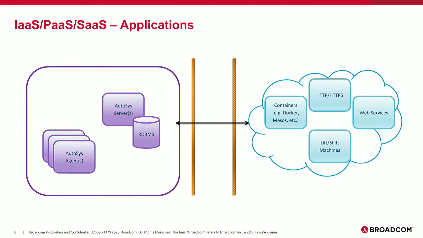So it could be containerized applications, as I mentioned, Docker, Mesos, Kubernetes, those types of things. Could also be HTTP jobs, which includes HTTPS, web services, or your lift and shift machines. All those could be in the cloud, and AutoSys can automate all that from your on-prem data center.